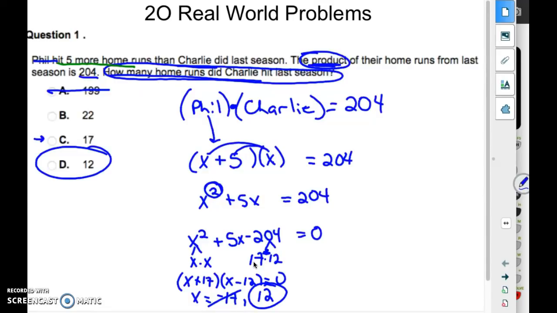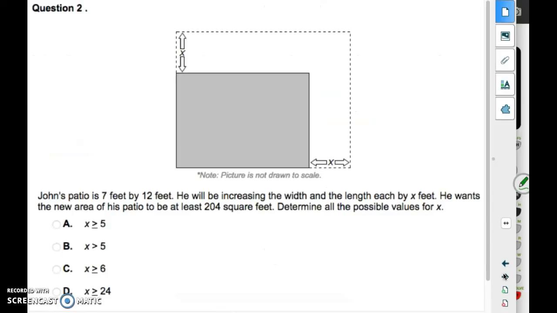Any word problem for the MCA or ACT that talks about products is usually going to end up being a quadratic, where you have to set it equal to 0 and then factor. So let's take a look at number 2. Nice little picture there, not drawn to scale. So John's patio is 7 feet by 12 feet. So it must be 7 feet by 12 feet.